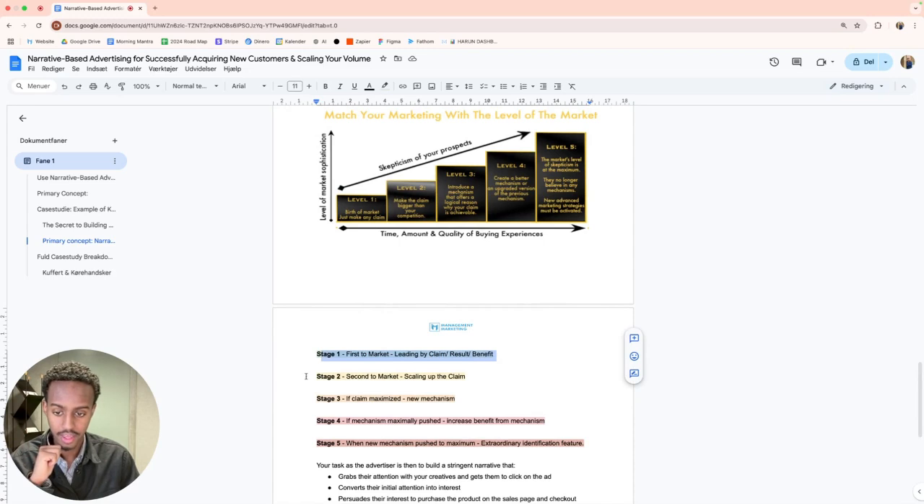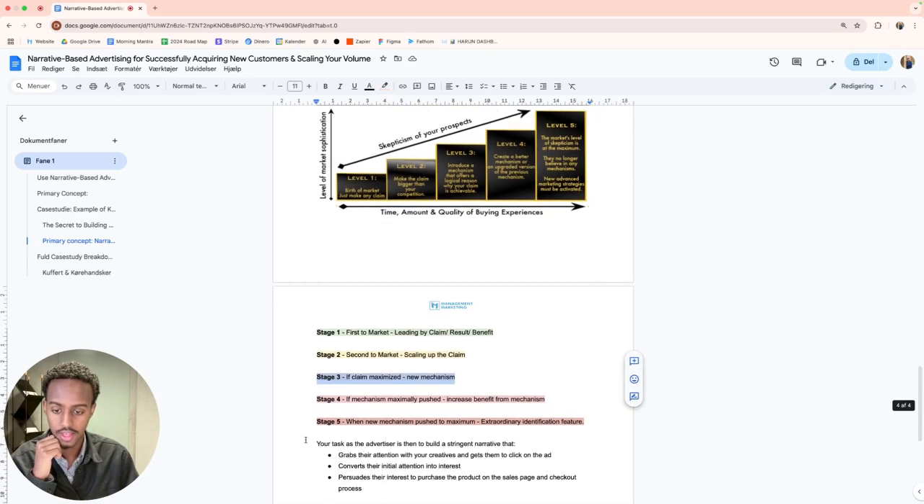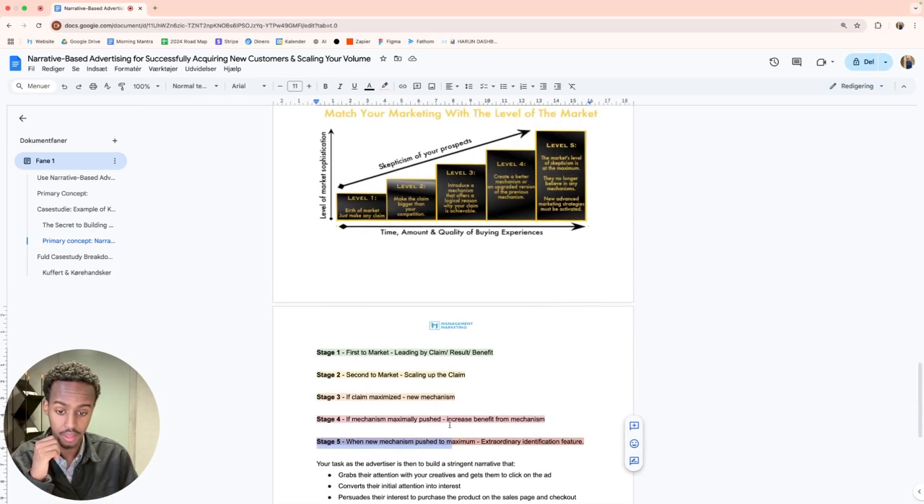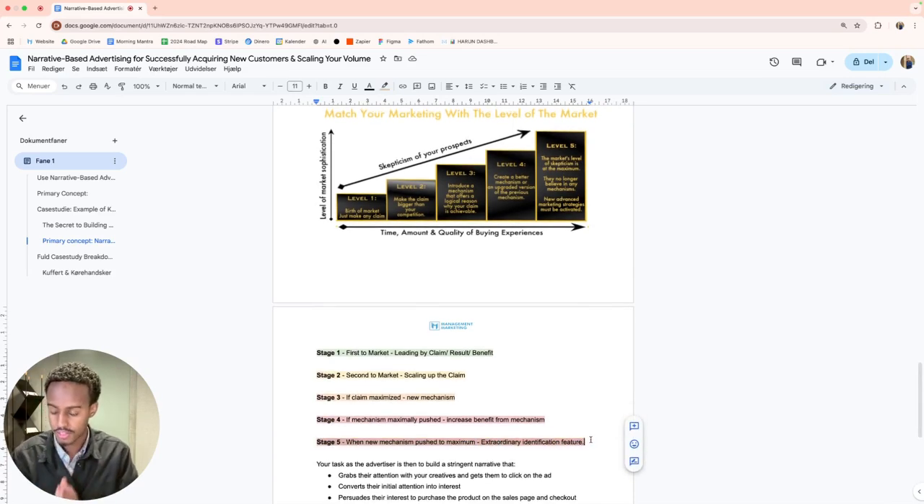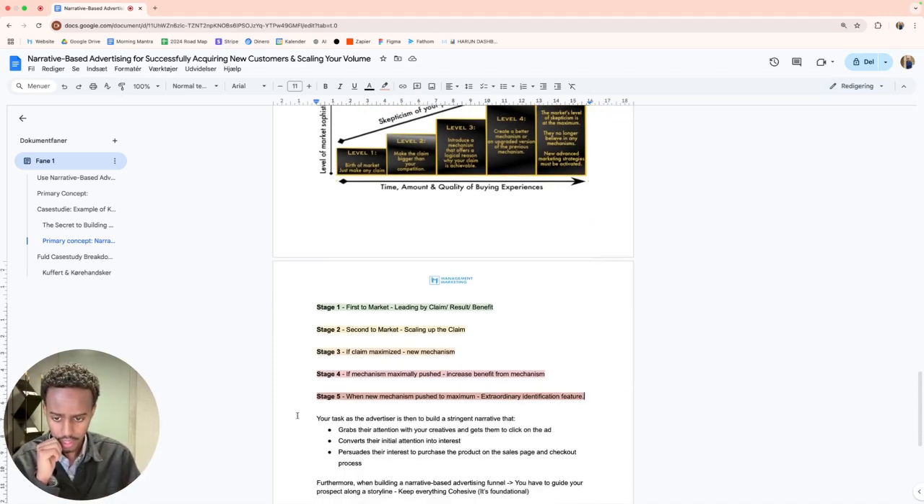We have first to market, where you can lead by a claim, result, or benefit. Second to market, where you have to scale up the claim that has been given in first to market. Stage 3, where you essentially have to maximize the claim with a new mechanism. Stage 4, if the mechanism has been pushed, you essentially need to take that mechanism and increase the benefits of the mechanism that was introduced at stage number 3. And stage number 5, when a new mechanism has been pushed to maximum, you need extraordinary identification features. And that could be that you as an advertiser identify with the individuals themselves.